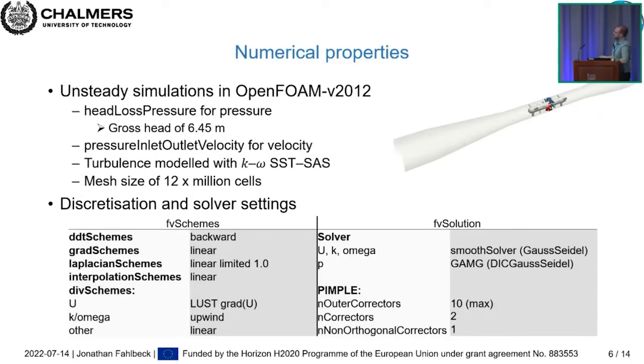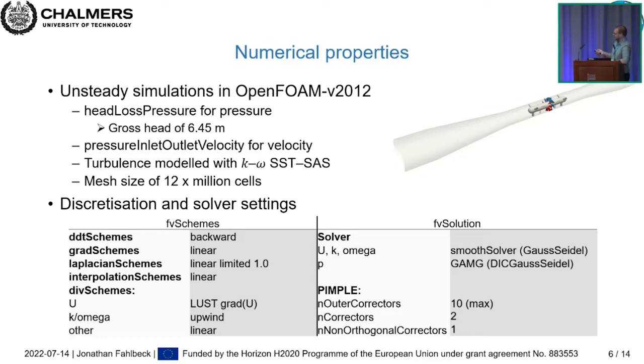Unsteady simulations in OpenFOAM 2012. We apply this head loss pressure boundary condition. We set the gross head to 6.45 meters, or 6.5 meters, which is according to the test facility. We also include different parts from the test facility, such as bends and so on. For velocity, we use the pressure inlet outlet velocity. Turbulence is modeled with the k-omega SST SAS, so we model parts of the turbulence spectrum. And we use a mesh size of 12 million cells.